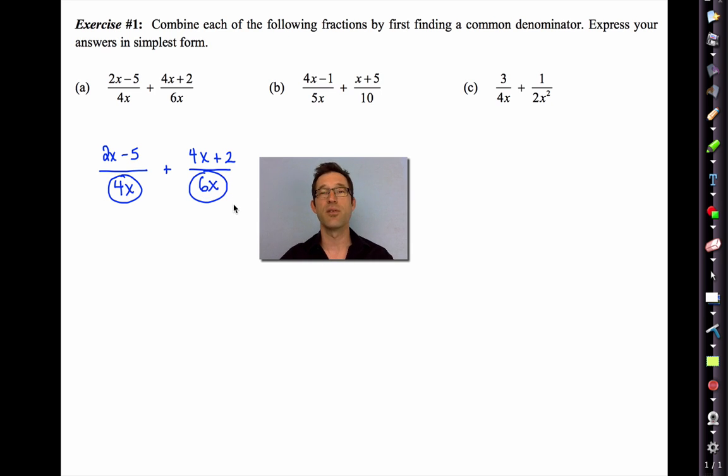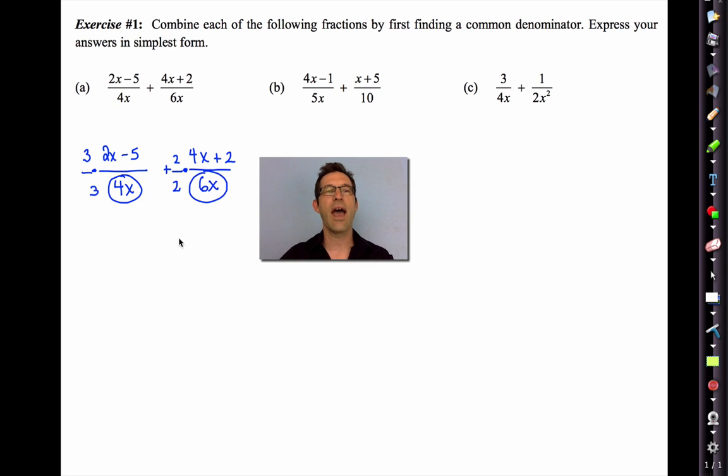Well, I can make them into lots of the same numbers, but I think I'm going to make them both into a 12. Now, to make that 4 into a 12, I've got to multiply it by 3. But I've also got to multiply the top by 3, right? I'm really effectively multiplying by 3 divided by 3. Likewise, to make this 6 into a 12, I have to multiply the denominator by 2, but that means I have to multiply the numerator by 2.